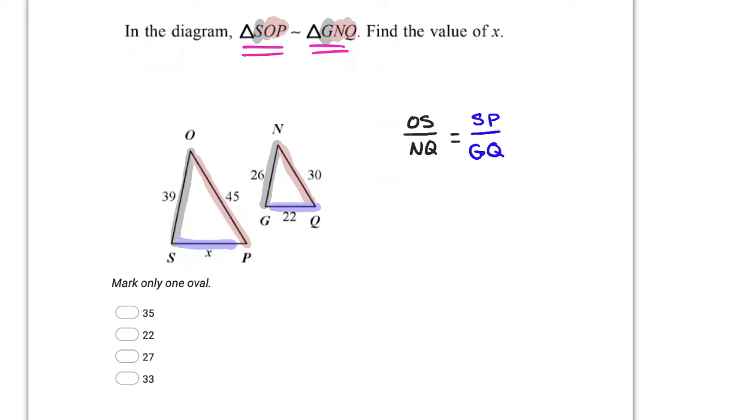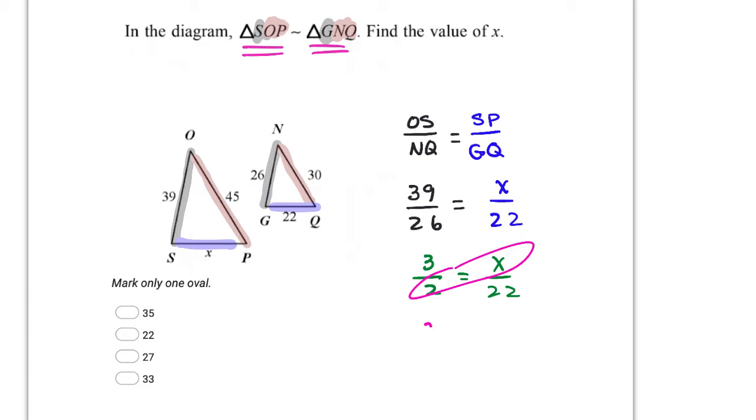Then we just have to substitute in and solve with a little cross multiplication. So 39 is to 26 as x is to 22. Now I would simplify the fraction on the left-hand side first before I did any math. Both divisible by 13. So that's 3/2 equals x over 22. Now I would cross multiply. 2 times x equals 3 times 22, and divide by 2. So x is 33.